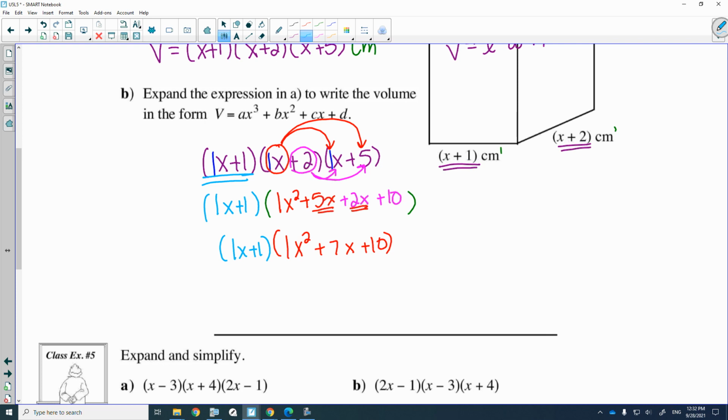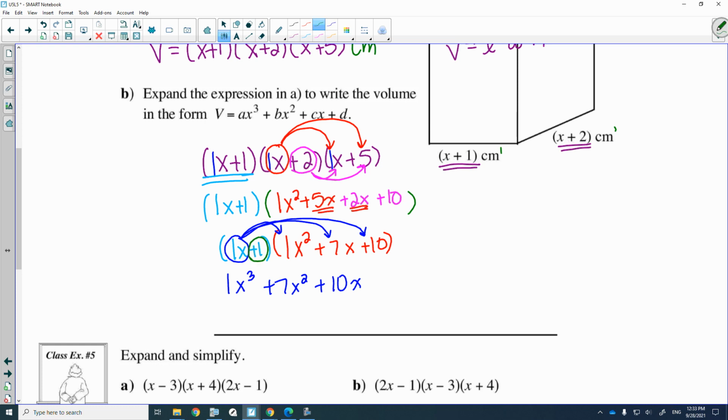And where we are now is where we started in this lesson. We've got a binomial and we've got a trinomial. We've got to multiply these two now. So circle the first term of your first bracket and distribute it in. We'll do two more of these so that you're confident with this. 1x times 1x squared would be 1x cubed. 1x times 7x would be plus 7x squared. And 1x times 10 would be 10x.